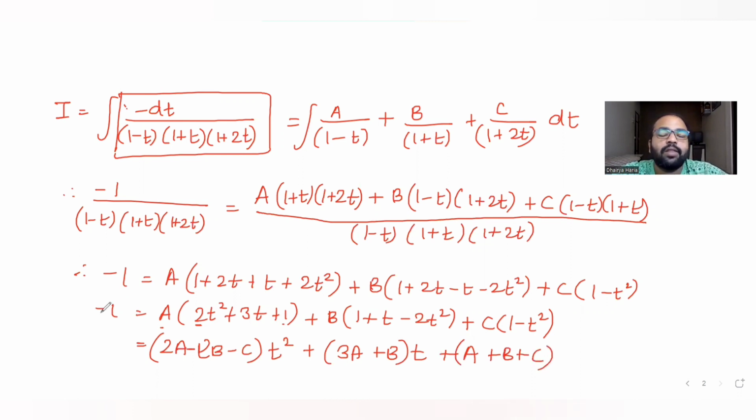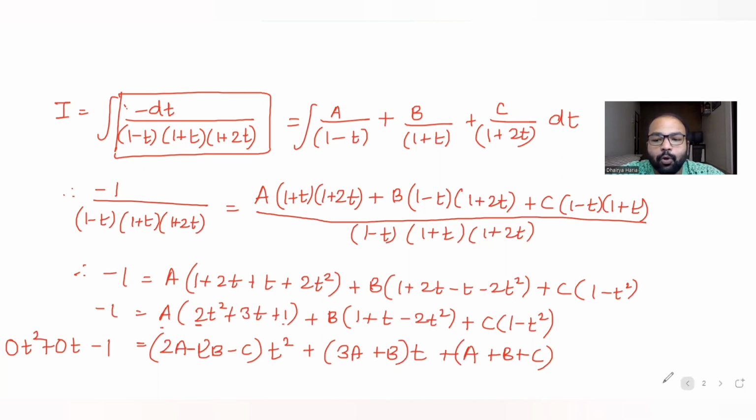So if I write the left hand side also in terms of this, I can write this as 0t square plus 0t and minus 1. So if I compare both the left hand sides and the right hand sides, I get three equations. Basically, let's write it on the next page.